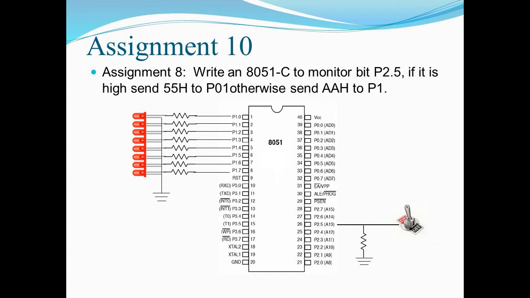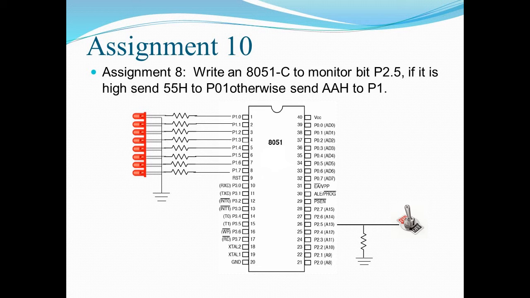In assignment number 10, what we have to do is write an 8051 C program to monitor P2.5, and if it is in high status, that is logic 1, then we have to send 55H to port 1, and otherwise we have to send AAH to port 1.